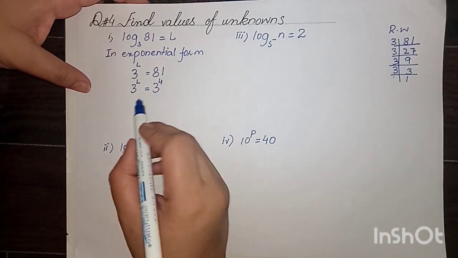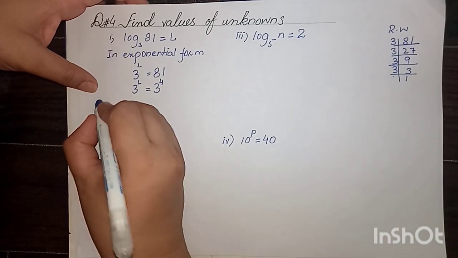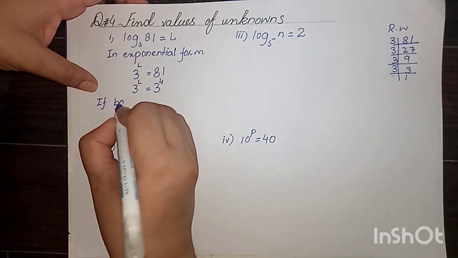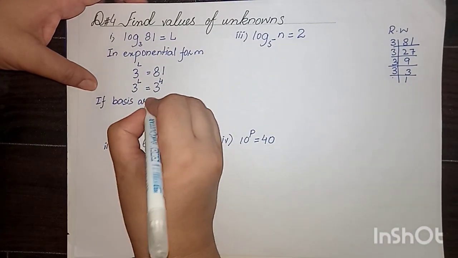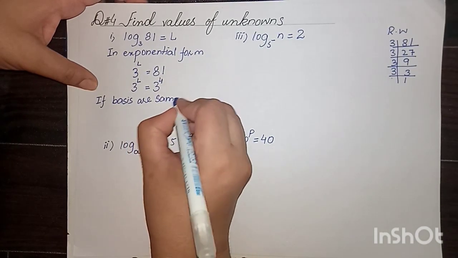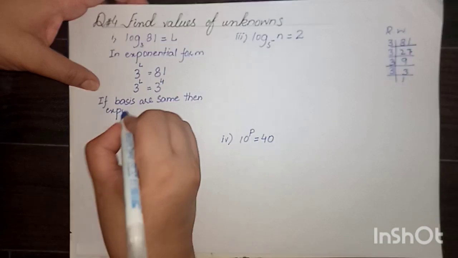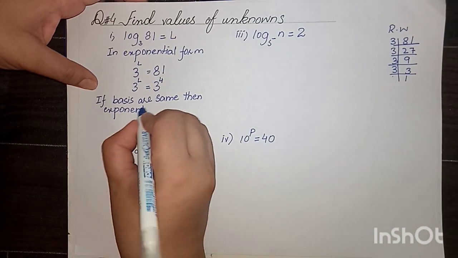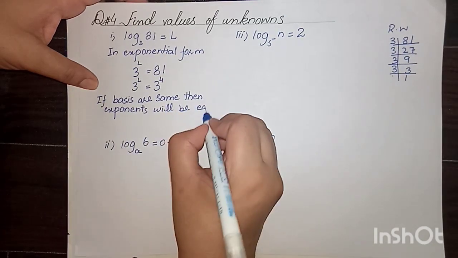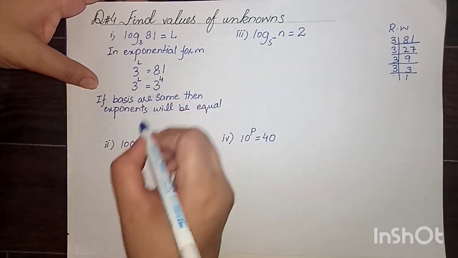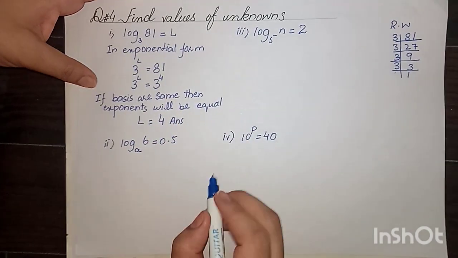So for the rule, if the bases are the same, then the exponents will be equal. That's why L is equal to 4, and this is my answer.